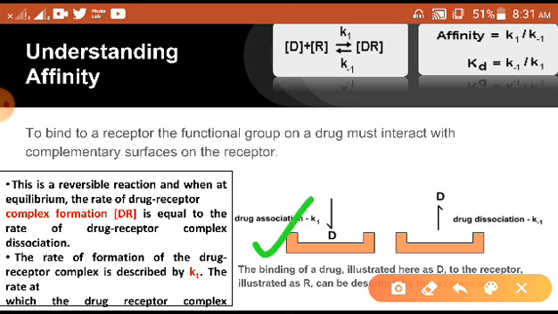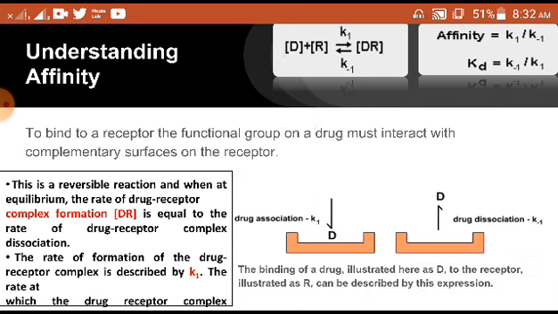You can see on the right side here, the drug association has been shown, that is K1, and here drug dissociation has been shown, that is K minus 1. This is a reversible reaction, and at equilibrium the rate of drug receptor complex formation is equal to the rate of drug receptor complex dissociation, right. So here it shows the equilibrium condition. The rate of formation of the drug receptor complex is described by K1, and the rate at which the drug receptor complex dissociates is shown as K minus 1.